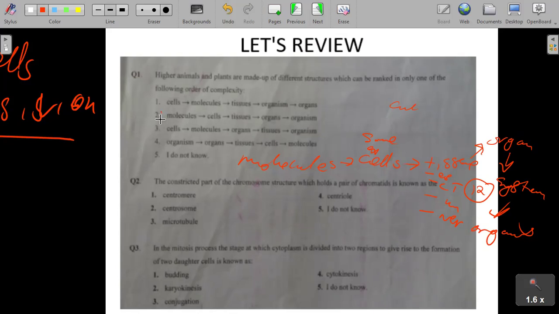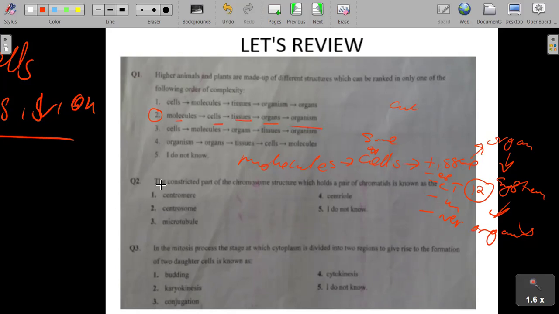Okay, so you have molecules which are forming cells. Then cells, you have tissues. Then tissues, you have organs. Then organs, they form a system. They skip the system there. Then you have organism. So that's the correct answer there.